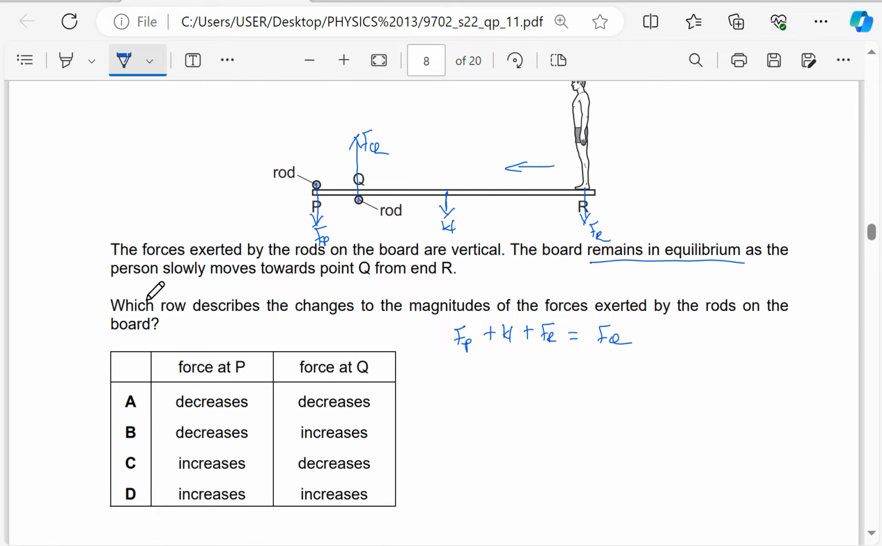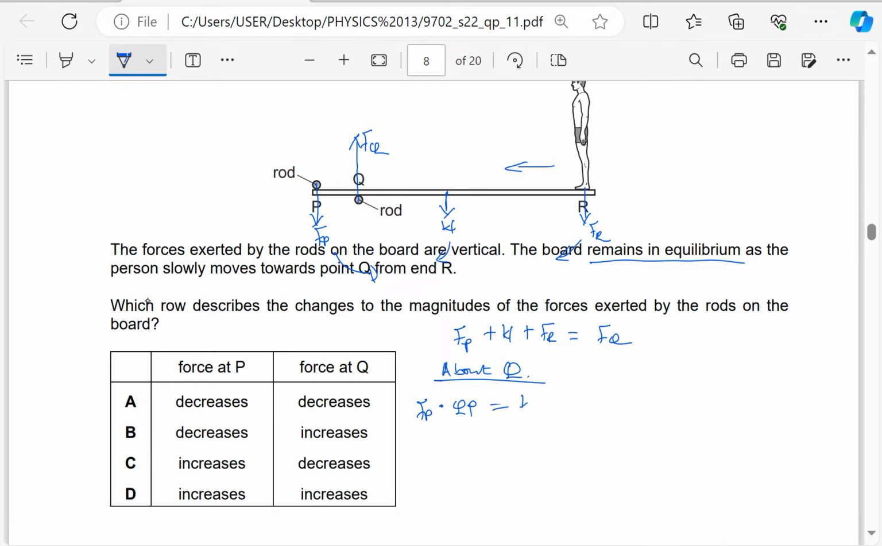So I'm going to take moments about point Q. If I take moments about Q, it means I've eliminated FQ. But you'll notice that FP causes an anticlockwise moment about Q, so the perpendicular distance is going to be distance QP. Then this will be equal to: Fp is anticlockwise, W is clockwise, Fr is clockwise.